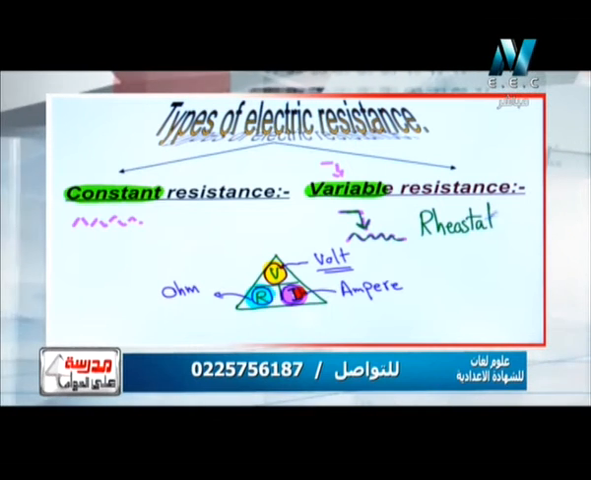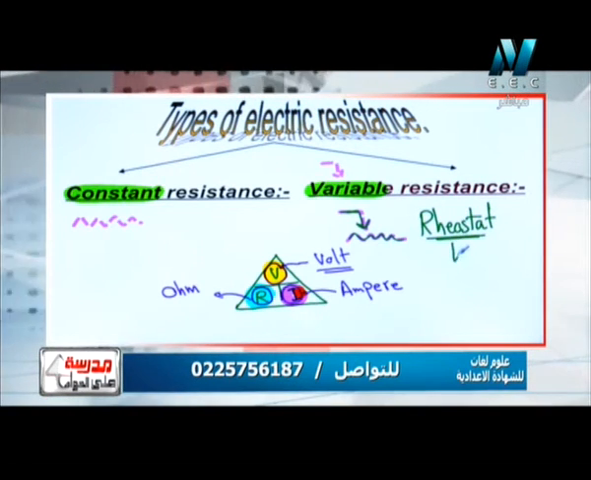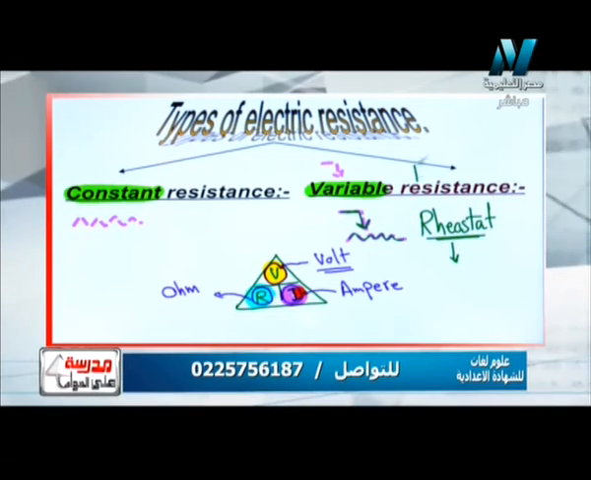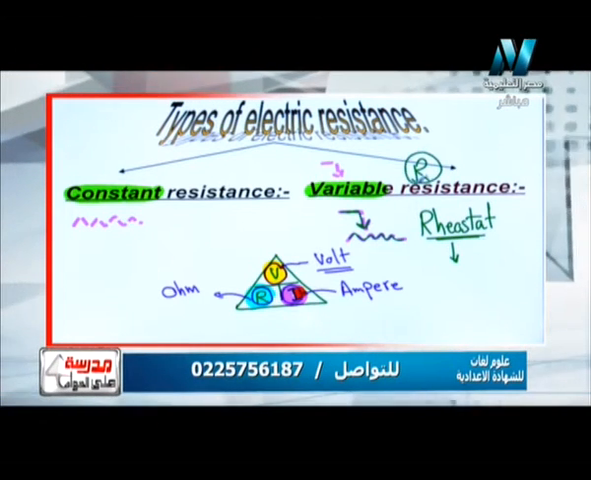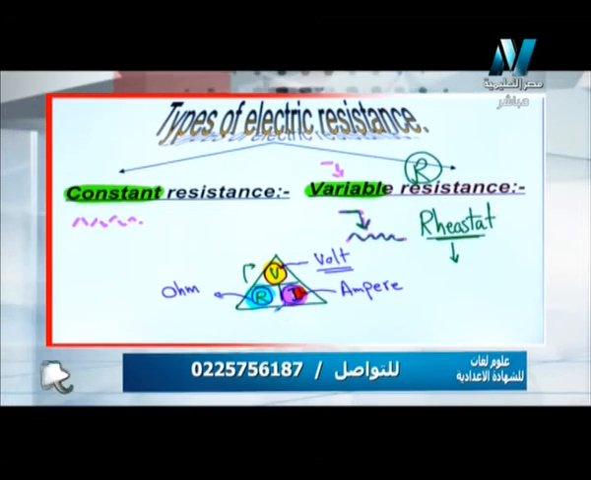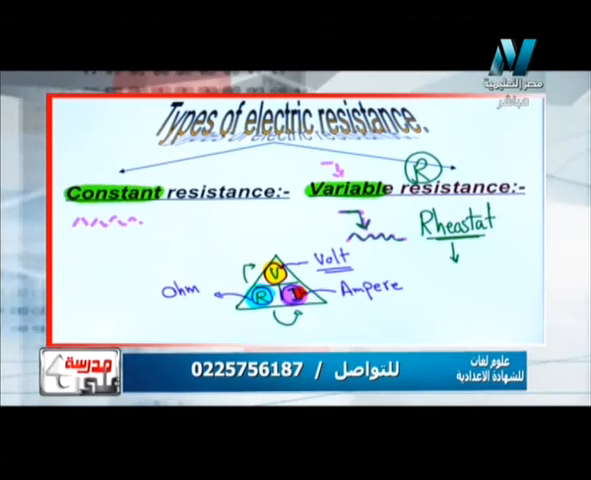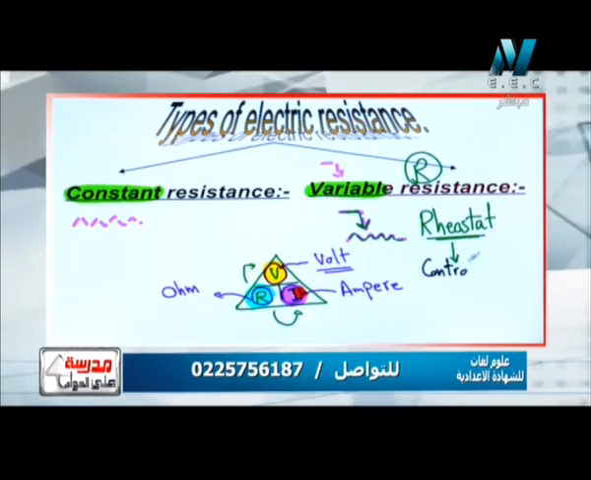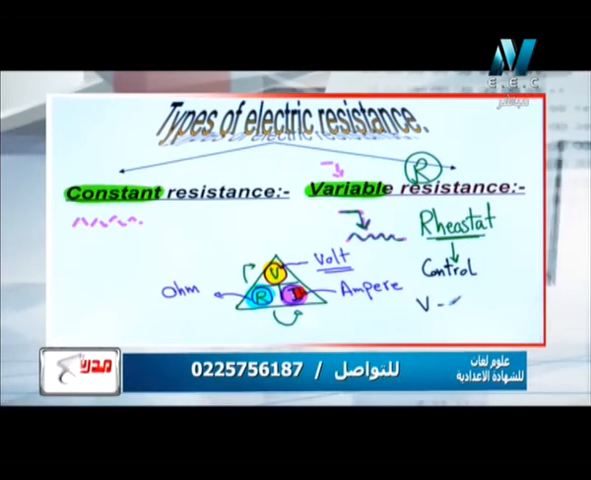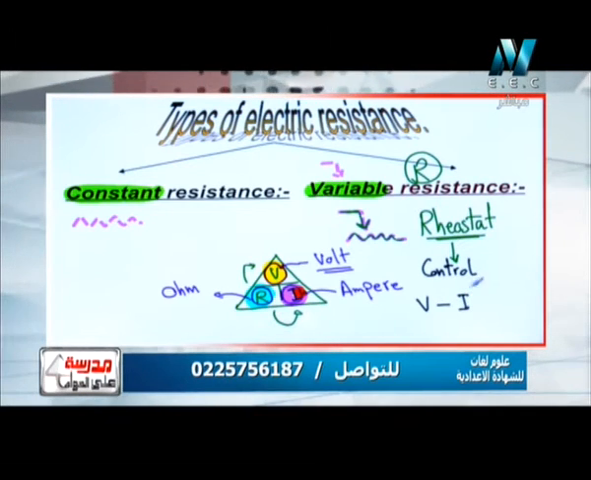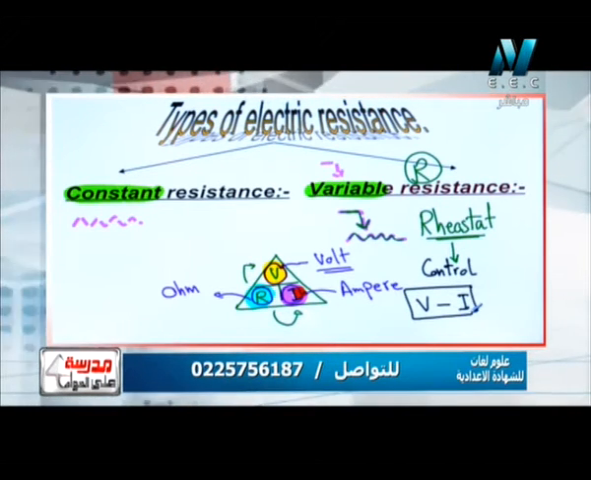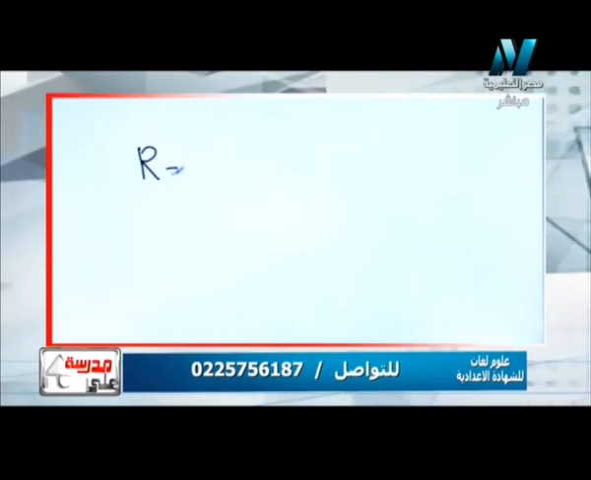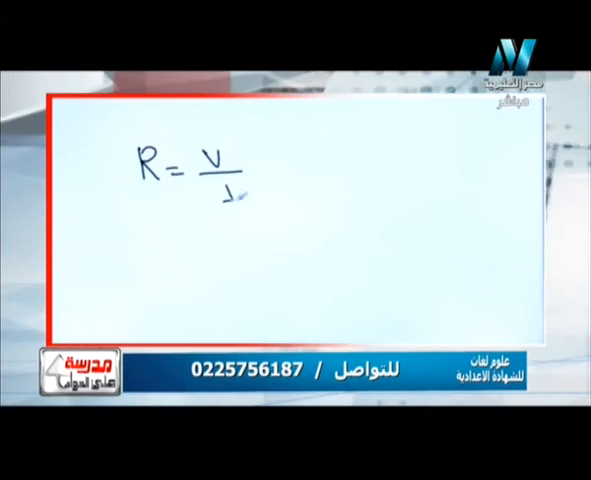Why? To control. A rheostat is used, a variable resistance, variable R, okay? R, and we know R equals V over I. So a variable resistance or rheostat is used to control what and what? Control the potential difference and electric current intensity. Okay? From these points, we know the relation between R equals V over I.